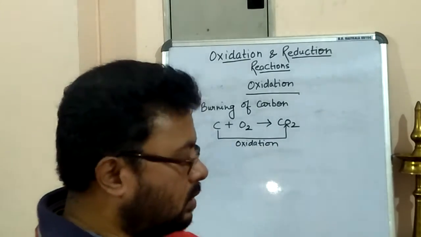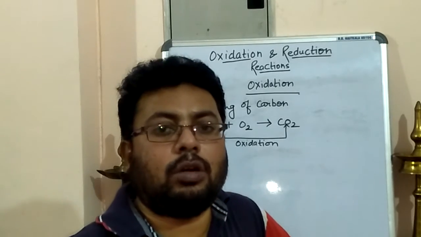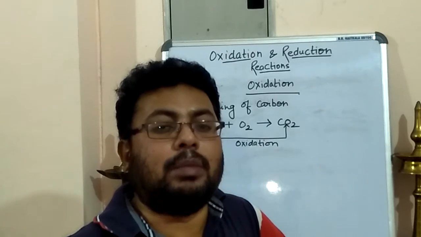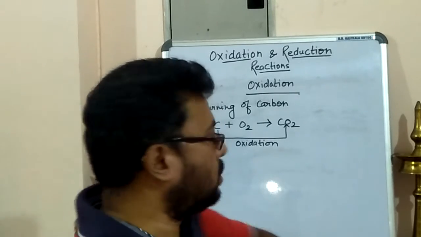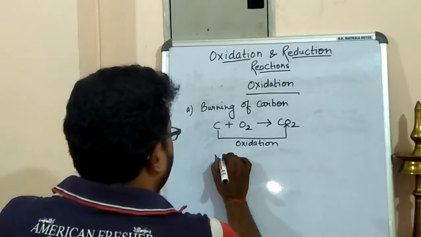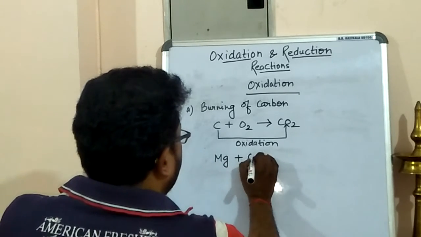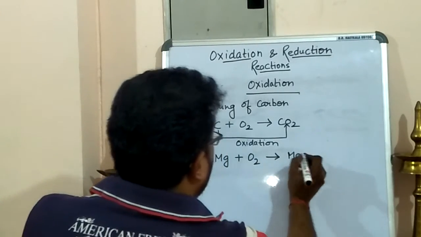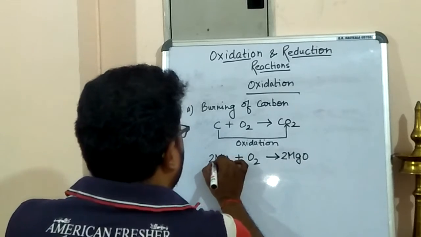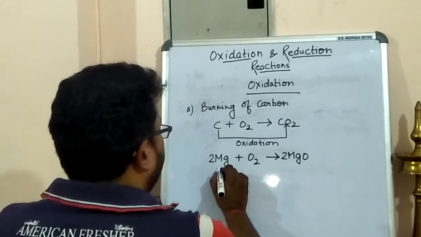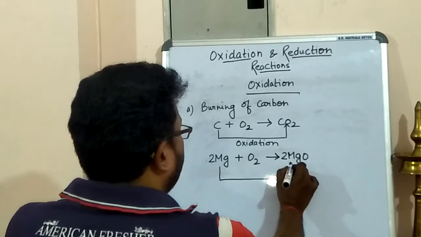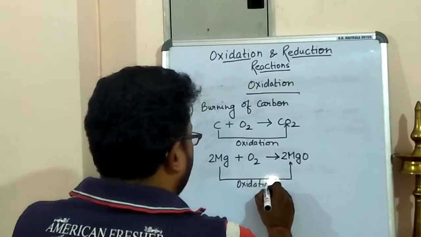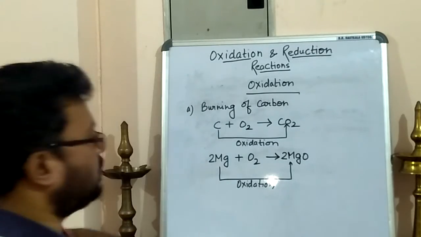Similarly, let us talk about burning of magnesium ribbon. When magnesium ribbon is burned, magnesium oxide is formed. We can write this reaction as magnesium reacts with oxygen to form magnesium oxide. Here we see that magnesium is getting oxidized. Again we are talking about oxidation.